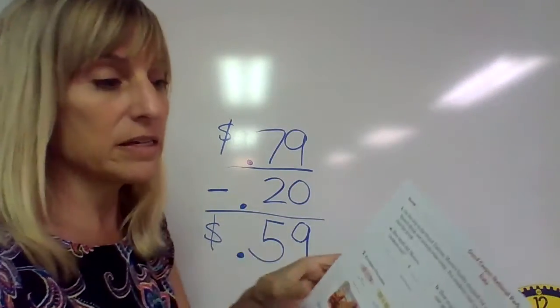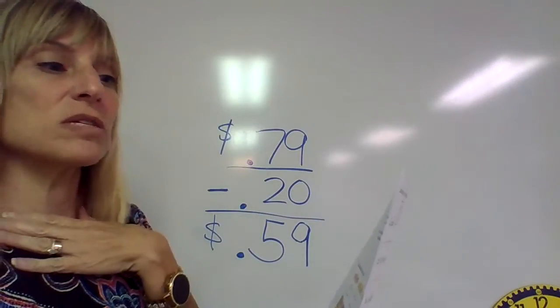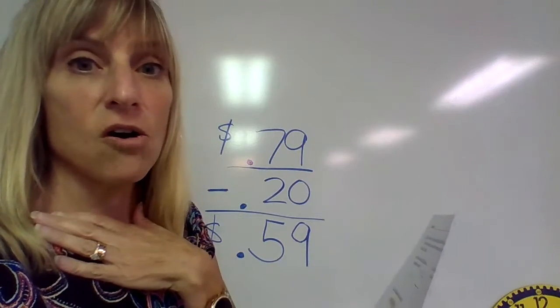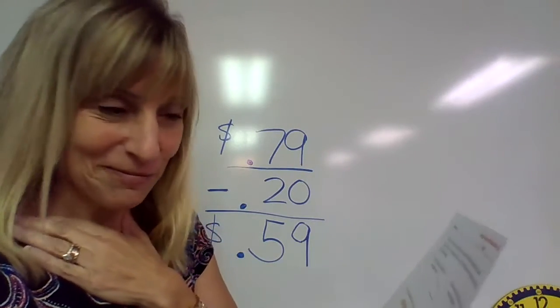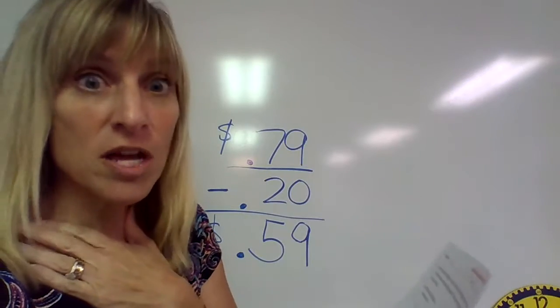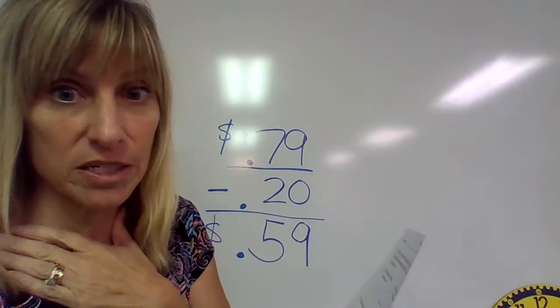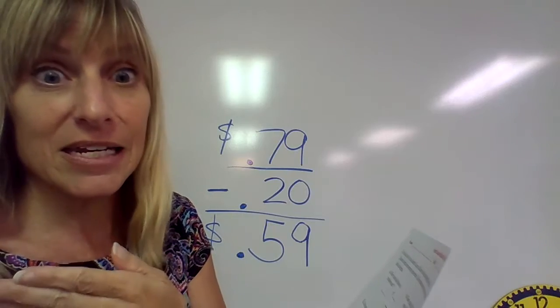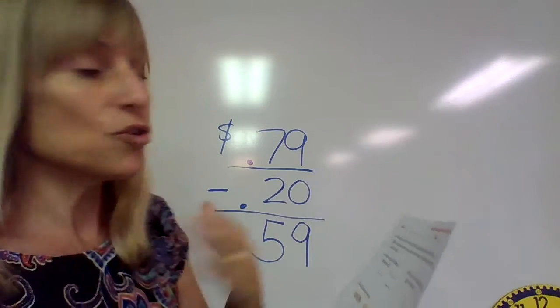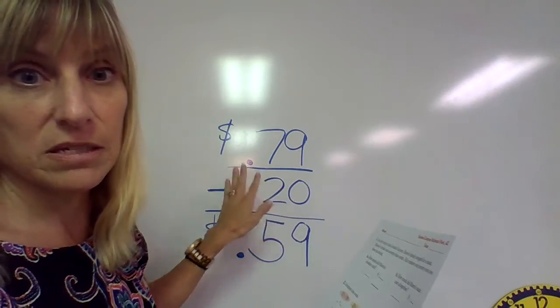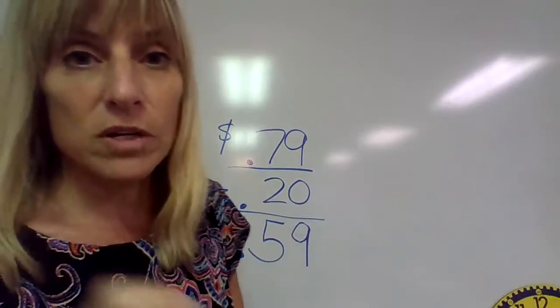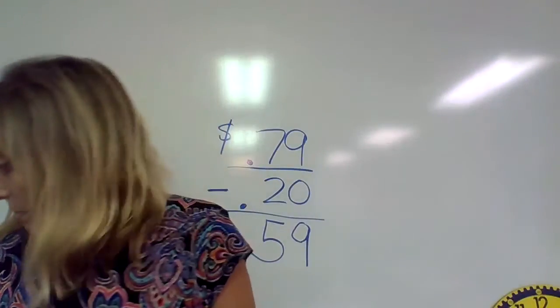And then the next one, B, says, how much did Marco's snack cost all together? Oh, excuse me. All together. All together is always what? Adding. So you're going to add 79 plus 20 cents, okay, on B. This is what I want to do together.